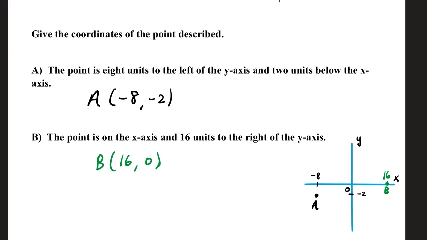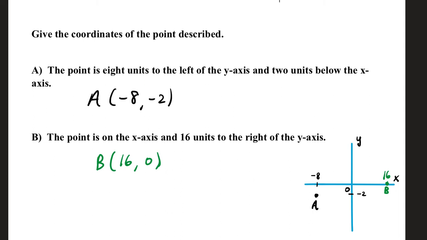Give the coordinates of the point described. Point A is described as the point 8 units to the left of the y-axis and 2 units below the x-axis. 8 units to the left of the y-axis takes us over here 8 units, and then 2 units below takes us down 2 units.